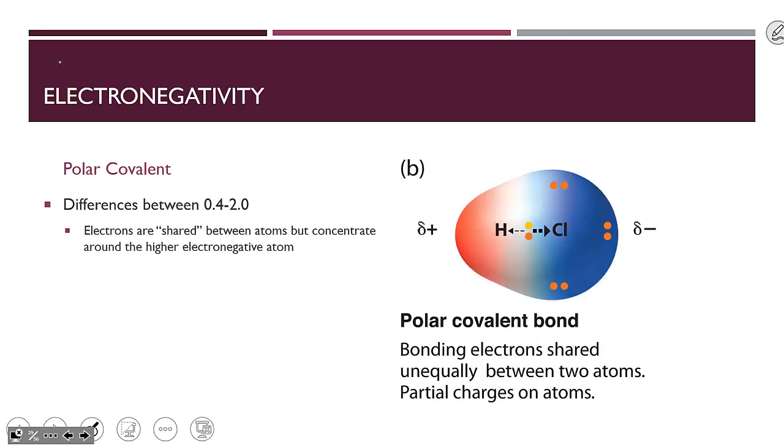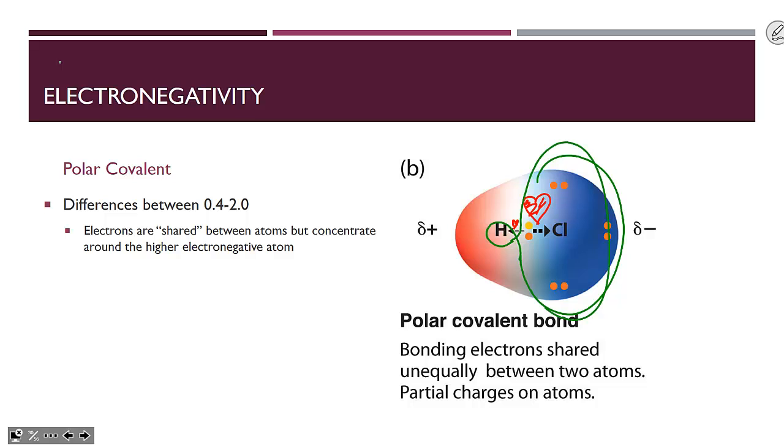But when there's a difference of electronegativity that's not massive but sizable, electrons will be more attracted to one nucleus than the other, and so they will spend more time around that nucleus. Spending more time around that side causes that side to become partially negative. We symbolize partially with a lowercase delta. The partially negative side has more electrons. It's the side with the greater electronegativity.